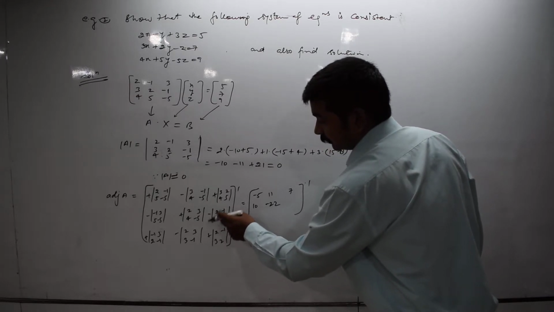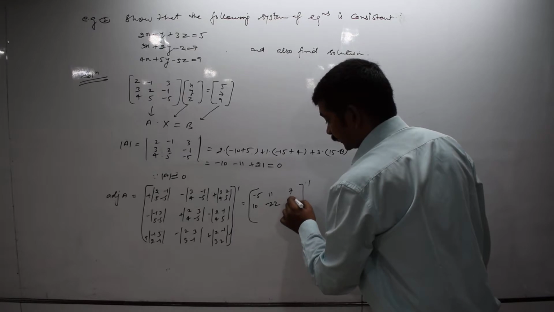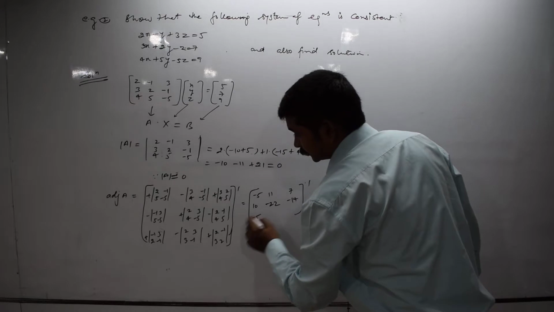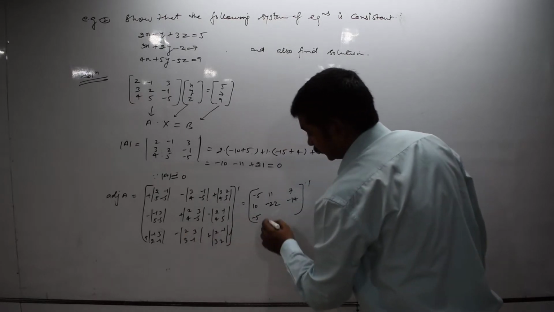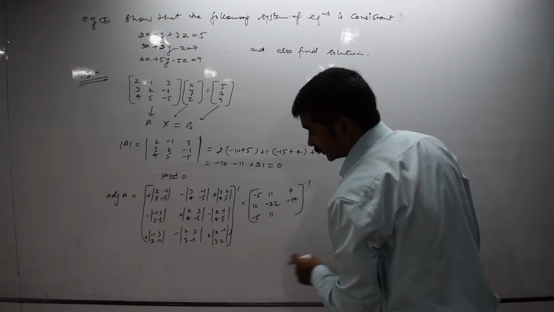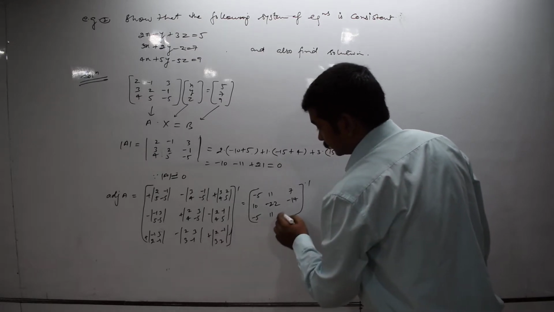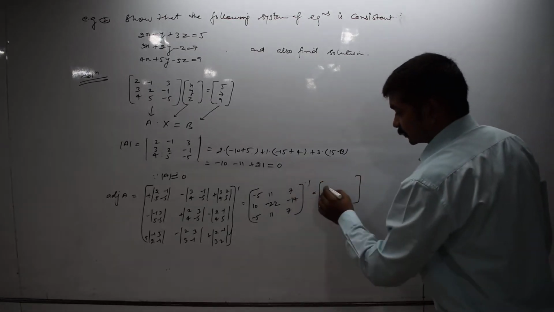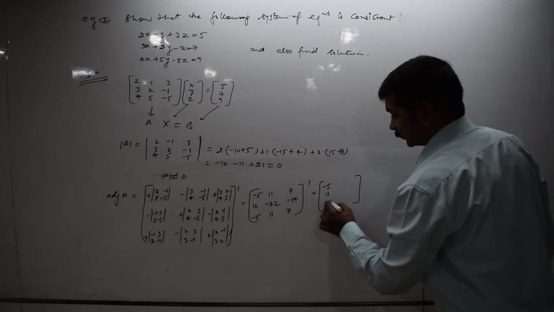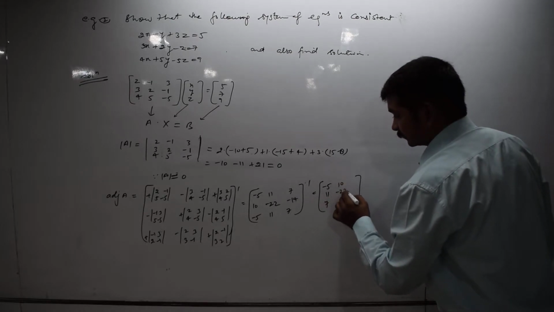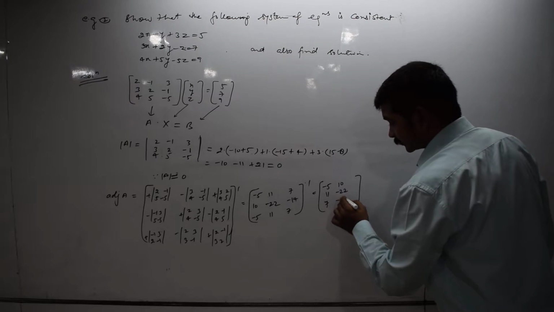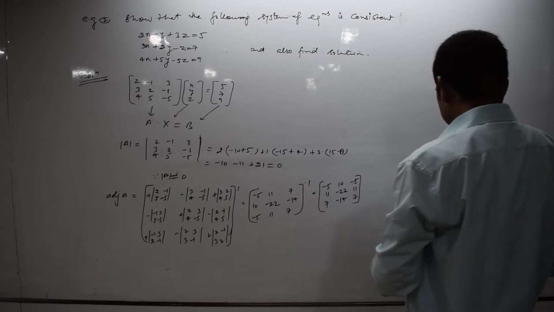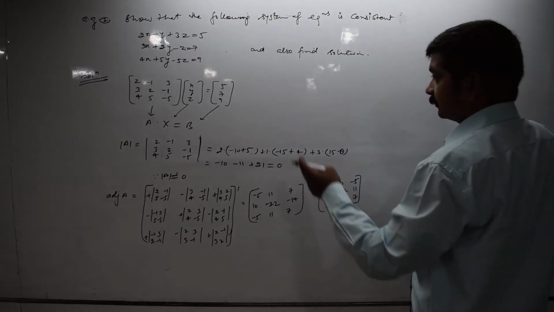Now 2 into 5 is 10 plus 4, 14. This will be minus 14. Here will be 1 minus 6, minus 5. Here 2 minus 9, minus 11, means this will be plus 11. Now here 4 plus 3, 7. Now we find the transpose of this. So this will be minus 5, 11, 7, 10, minus 22, minus 14, minus 5, 11, 7. So this is the transpose, this is the adjoint matrix of A.